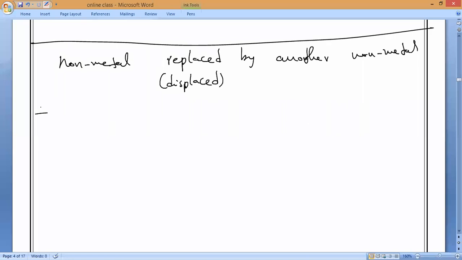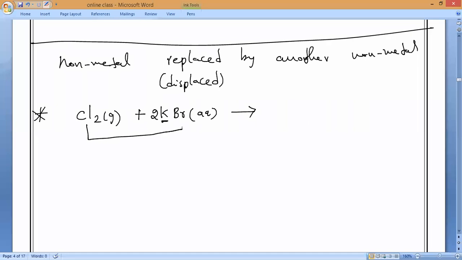So now the first one, let us take very few, guys. The majority of the non-metals won't displace, very few only. In that few, the first one is chlorine gas. Chlorine gas reacting with potassium bromide. Understand? In this case, metal is not reacting. Who will react? Non-metal. Chlorine and bromine are non-metals. Who is more reactive? Chlorine is more reactive.